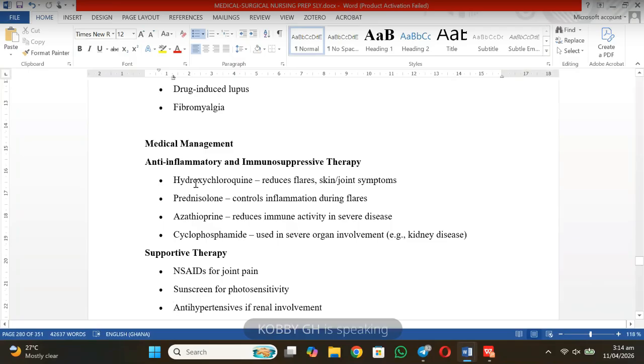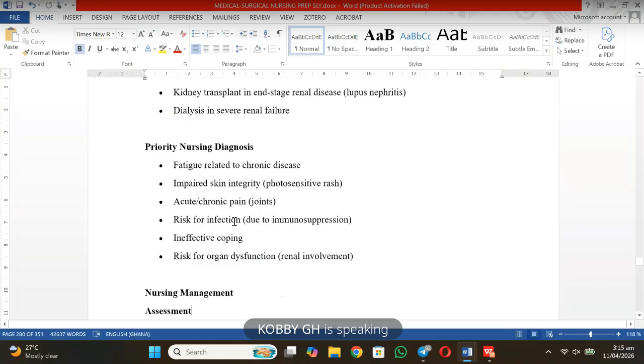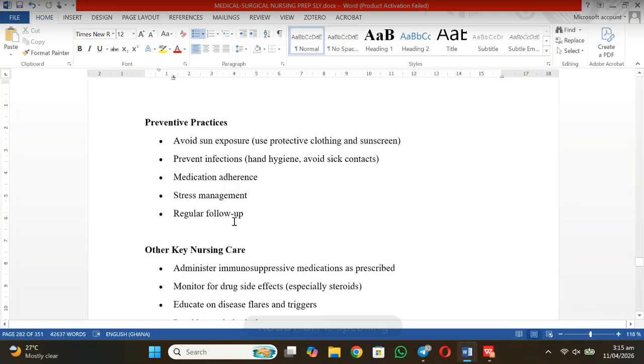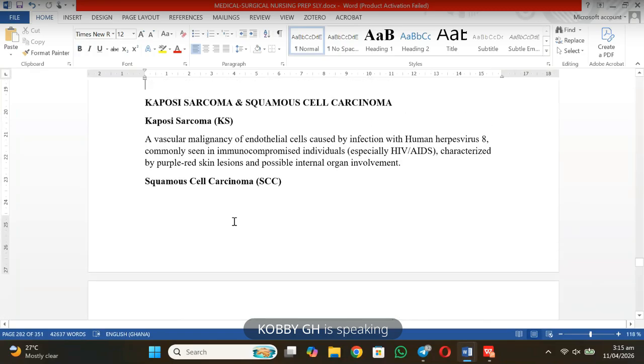And here with lupus, we usually give anti-inflammatory and immunosuppressive therapy, like hydroxychloroquine and then prednisolone. So we give anti-inflammatory and immunosuppressive therapy. All right, so basically that is it for lupus.